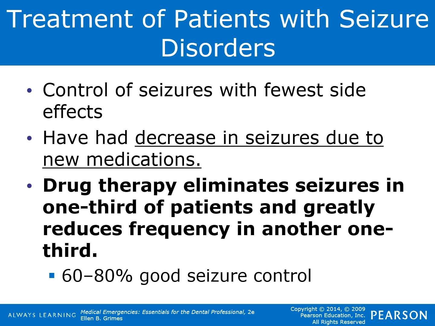So control of seizures with the fewest side effects is the goal, and there has been a decrease in seizures due to new medications. This is something that has brightened everybody. For the very longest time, there were only a few medications to choose from. So if those particular medications didn't work for you, you were kind of out of luck. Now they have newer medications. Drug therapy eliminates seizures in about 1/3 of patients, and it greatly reduces the frequency in another 1/3. That's great news, and we're hoping for even more helpful drug therapies in the future. So 60 to 80% are in good seizure control. That says a lot.